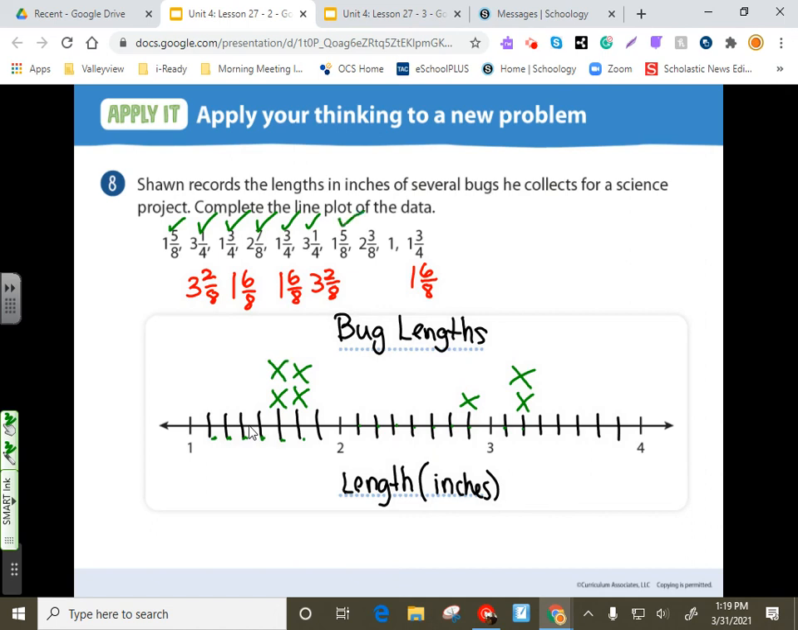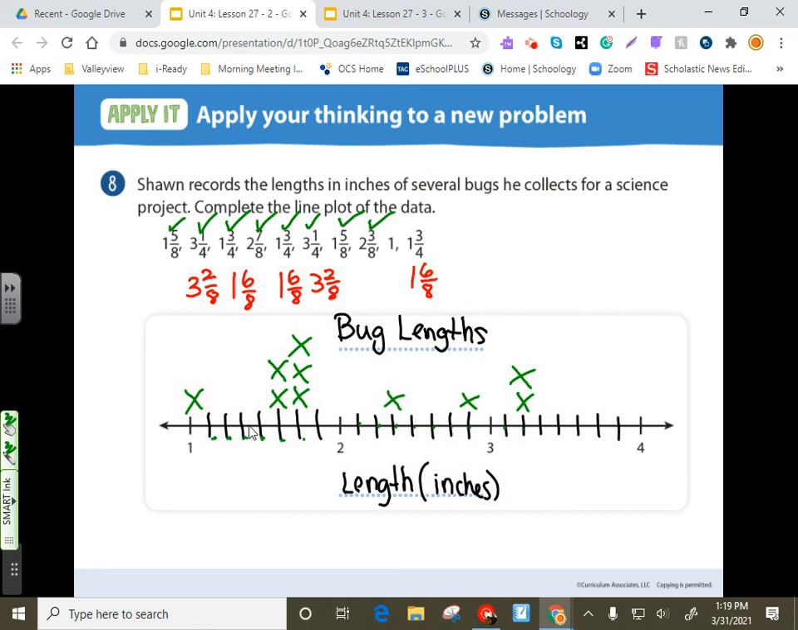2 and 3/8 is the only one I see for that. So 2, 1, 2, 3. I've got just 1. That's pretty simple. And then another 1 and 6/8, which is here. So I've got 3 X's above that 1 and 6/8 measurement. And there's our line plot for all of the measurements Sean did.